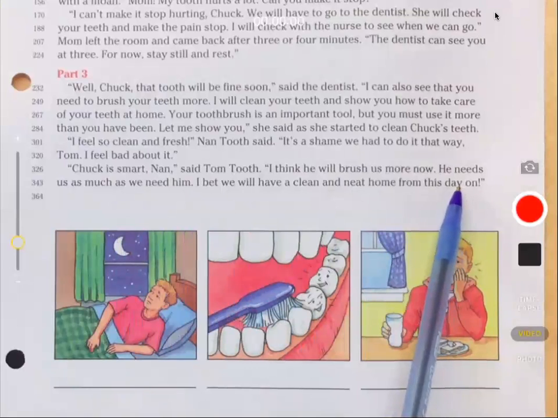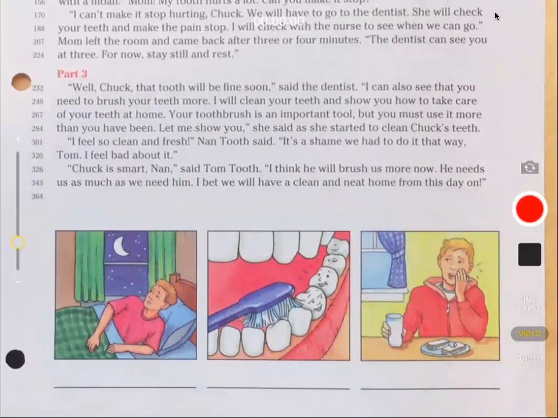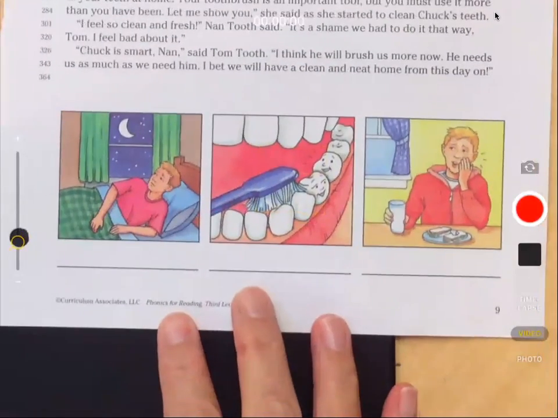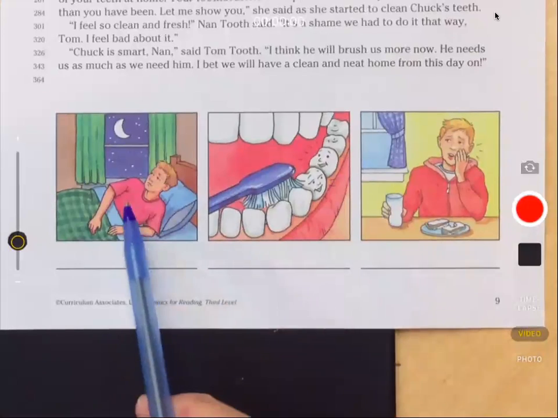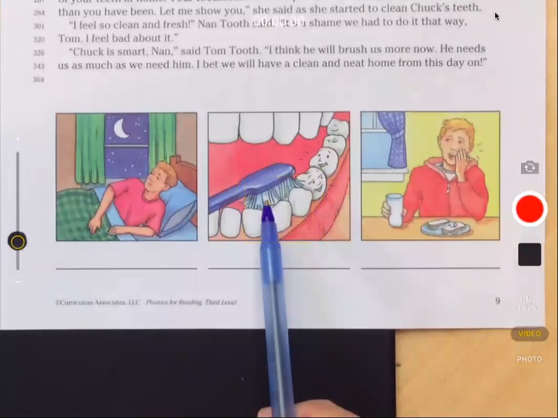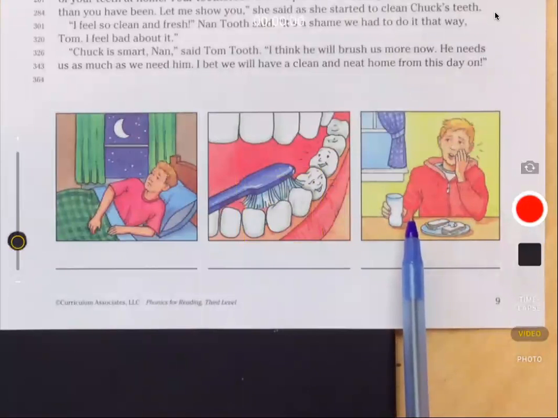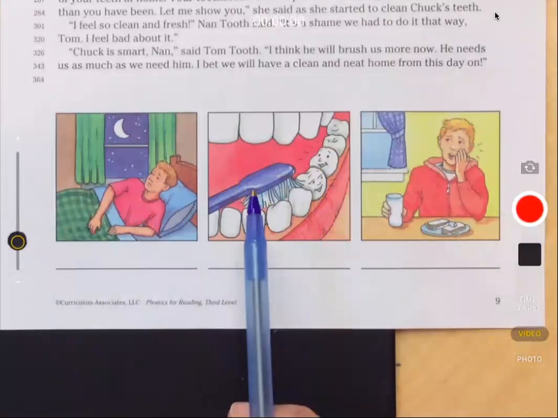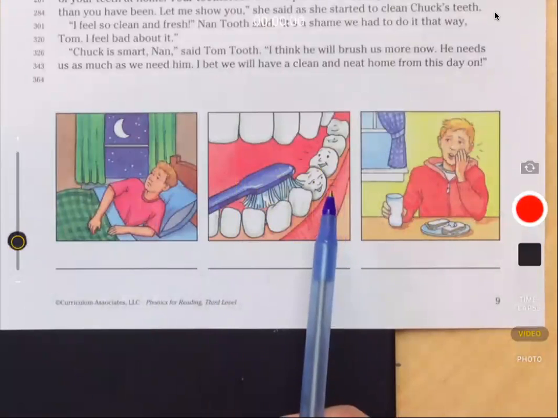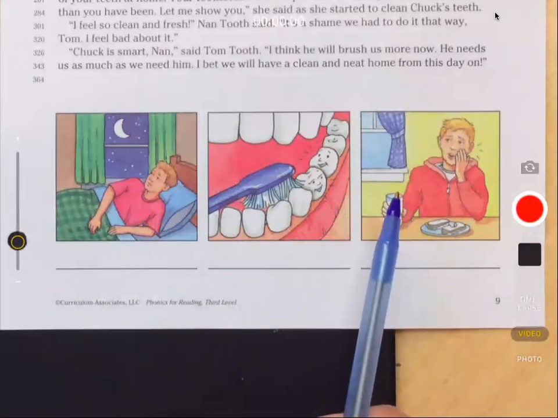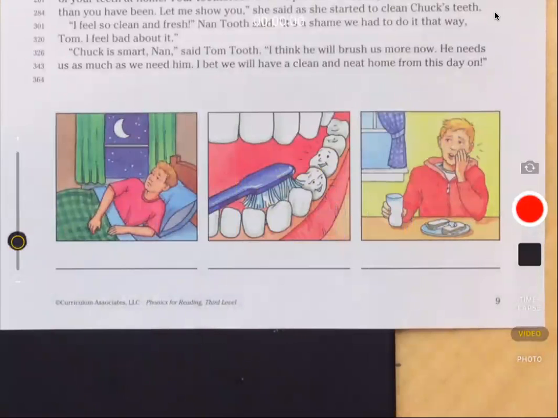All right, and questions I'd like you to consider for part 3. What did the dentist do for Chuck? And why were Nan Tooth and Tom Tooth happy? All right, and the pictures you see at the bottom, picture 1, picture 2, and picture 3, please figure out which picture goes with what part of the story. Write the correct number under each picture. When we come back together, we're going to discuss it. Nice job, everyone.